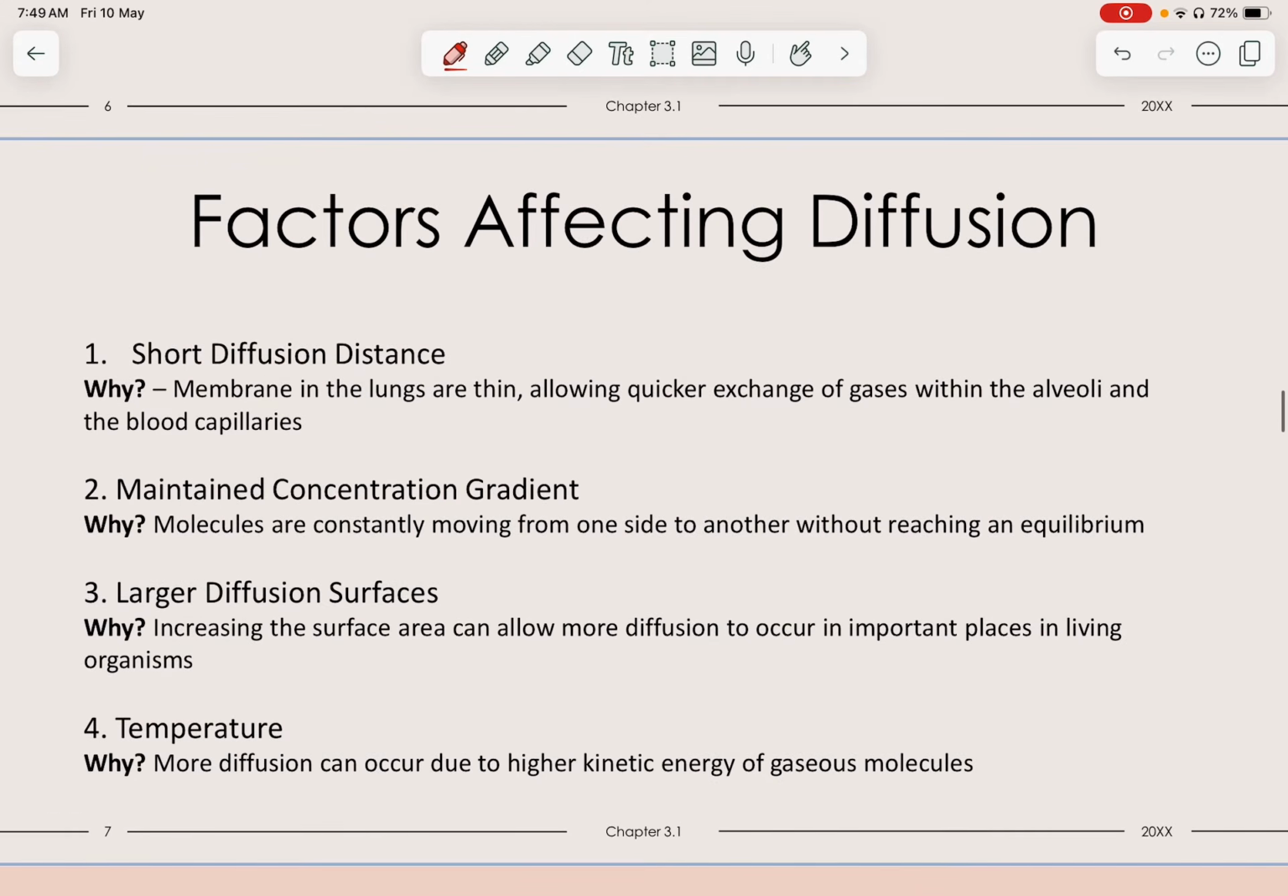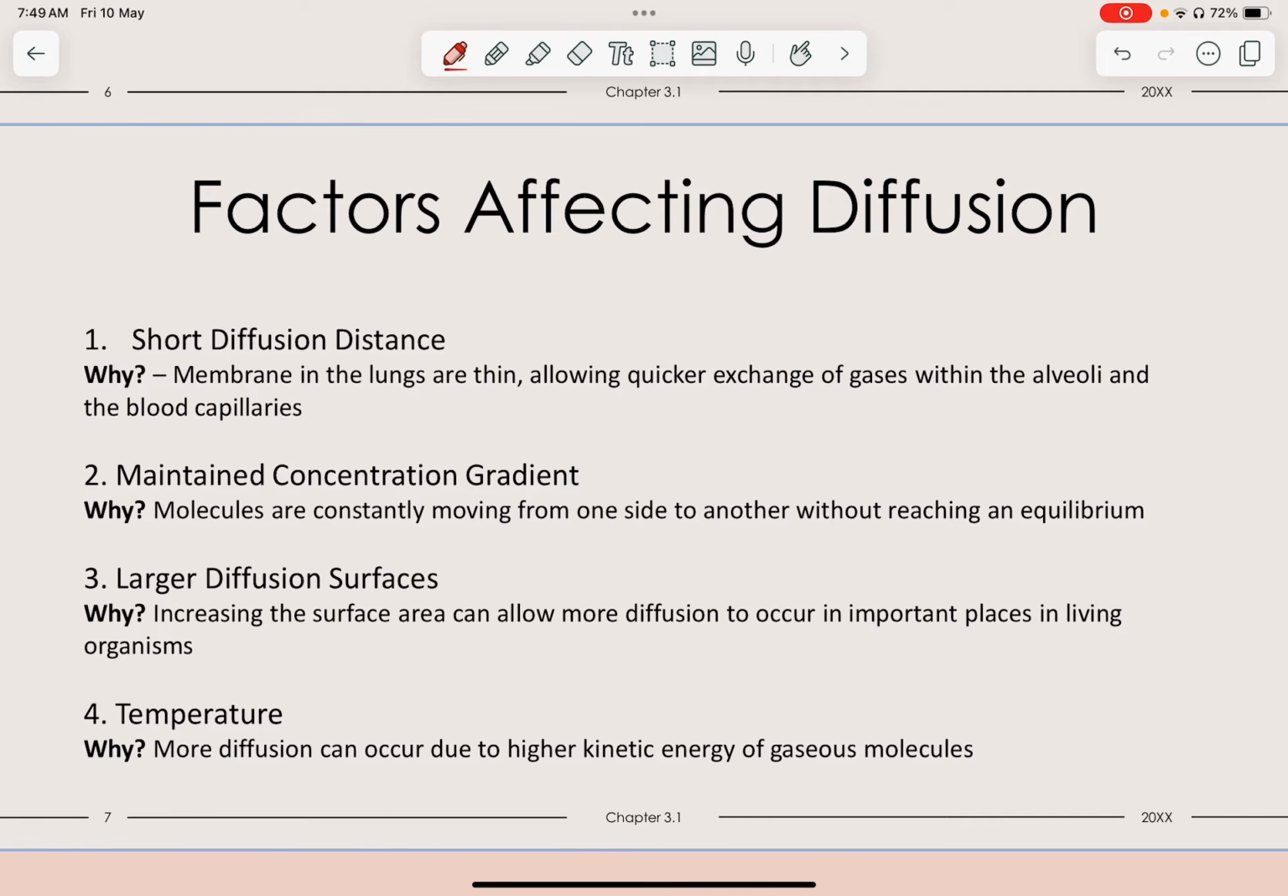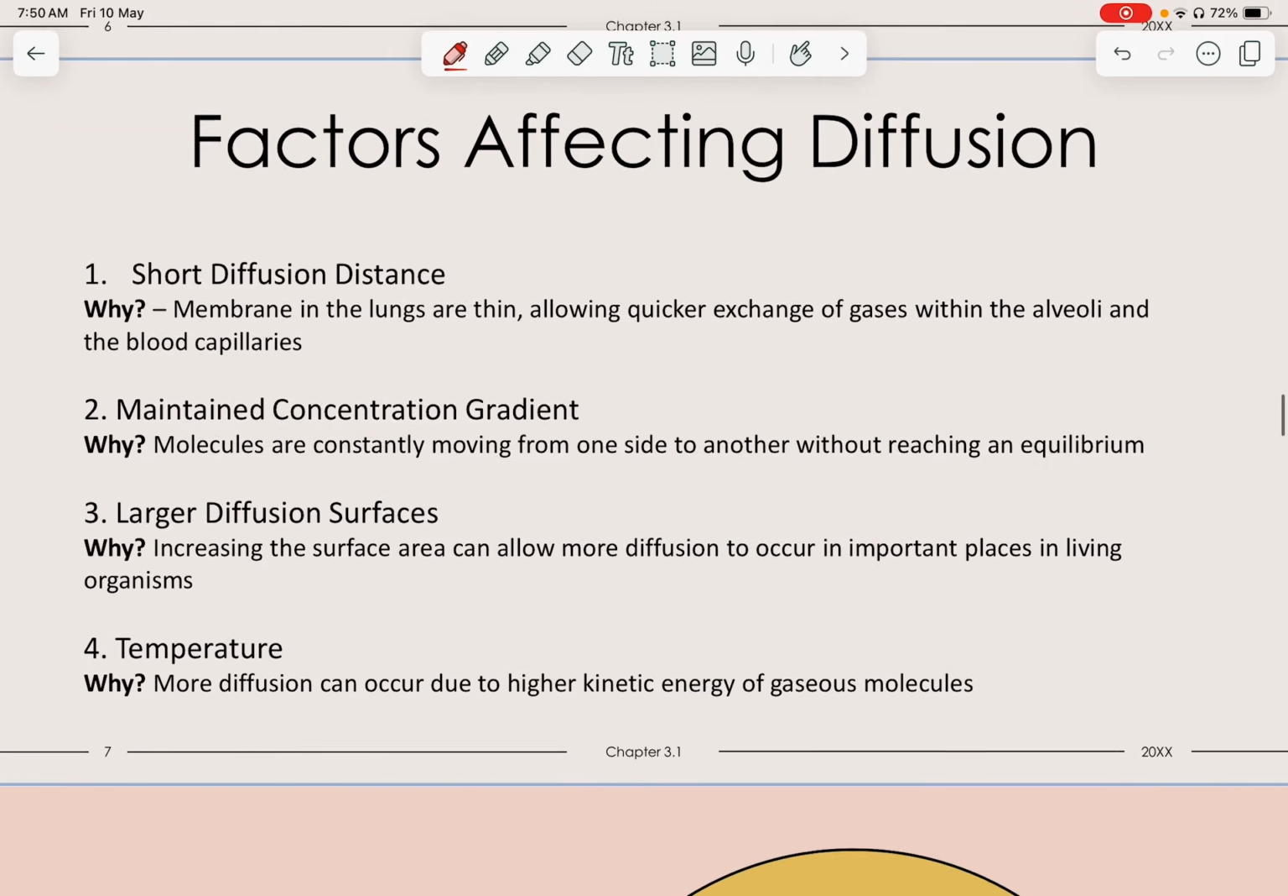And the next one is larger diffusion distance. Is that why? That's when there's a larger surface area allowing more diffusion to occur in important places in the living organism, which we mentioned before, like the alveoli that has a lot of these sacs in our lungs, so that there will be an increase of surface area and more diffusion, therefore more gas exchange occurs. Temperature, why? At higher temperature, you will induce a higher kinetic energy on these molecules, so therefore they can diffuse faster from one side to another.